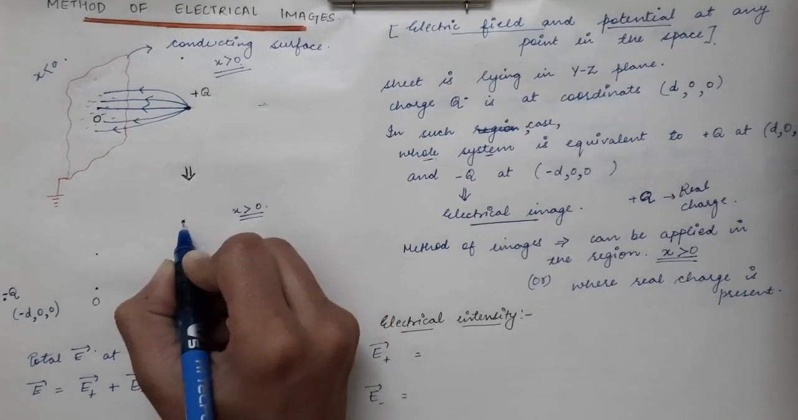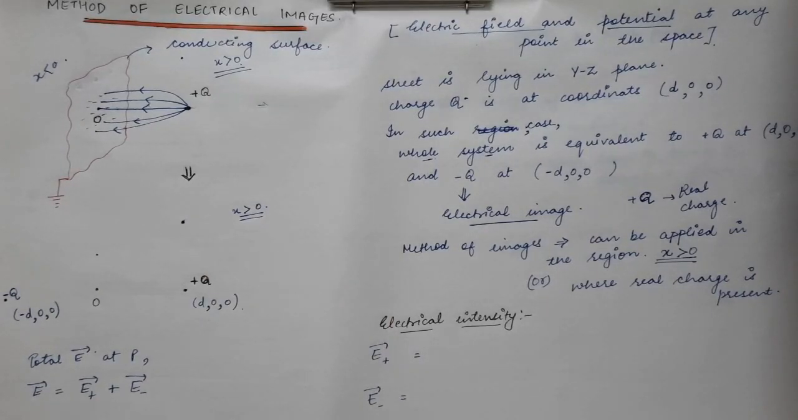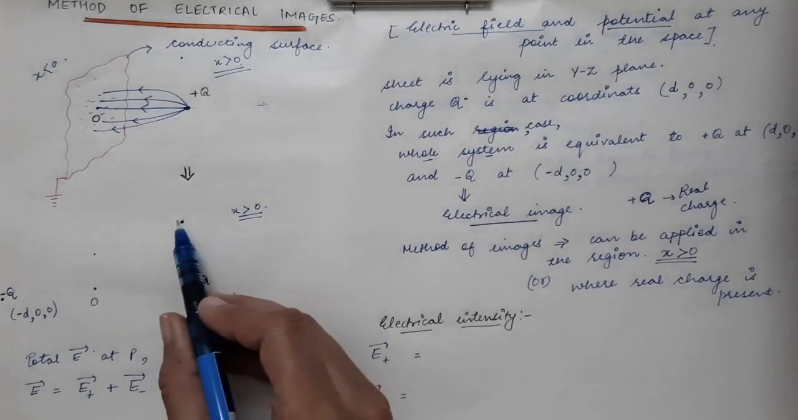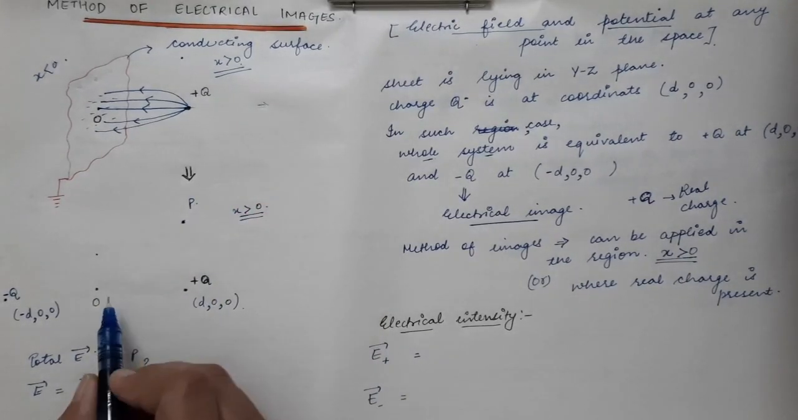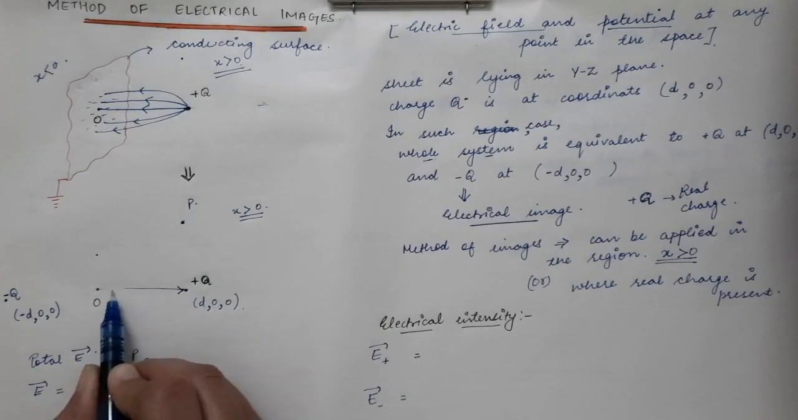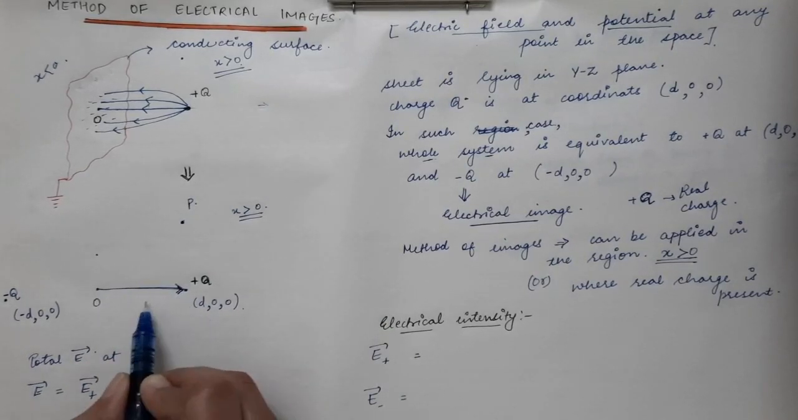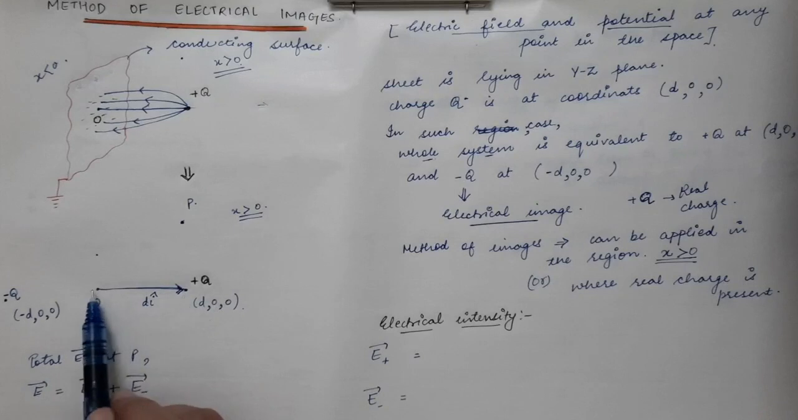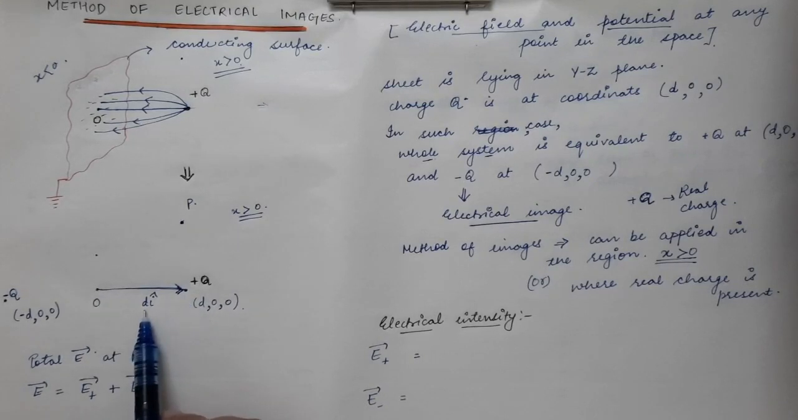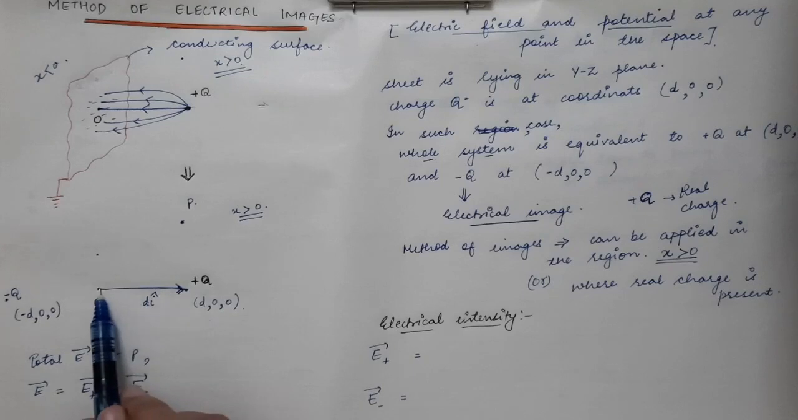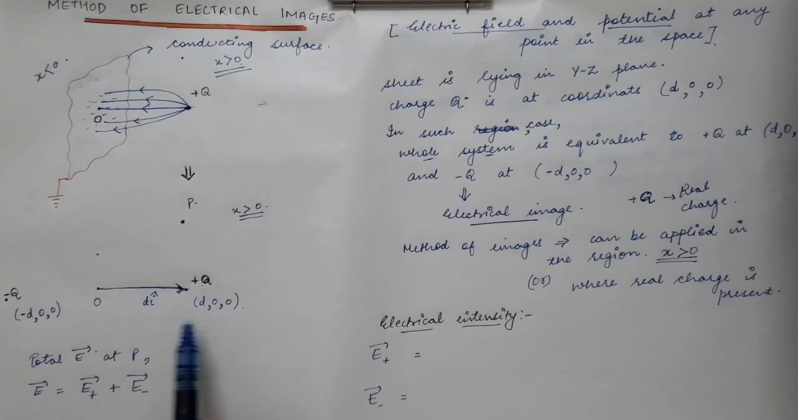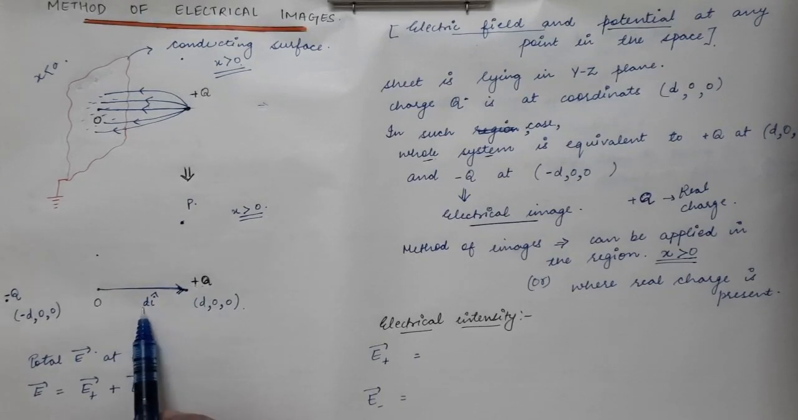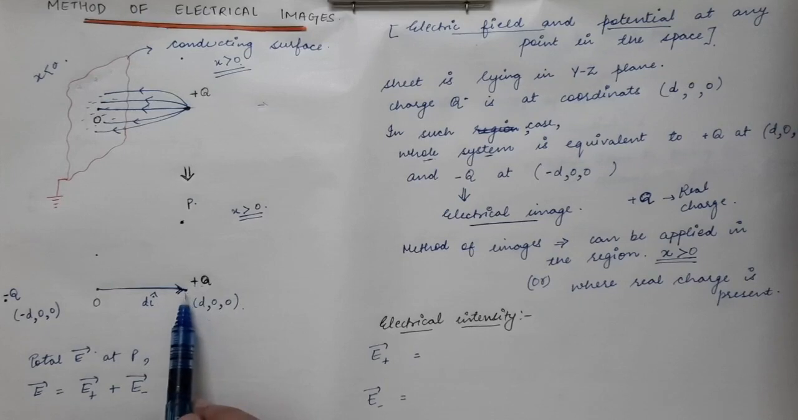So we have placed this observation point where x is greater than 0. Now we want to find the electric field intensity at this point P. The vector from the origin to the plus Q charge will be denoted by d, which is the magnitude, because the distance of the plus Q charge from the origin is d. So the position vector of plus Q charge is d i cap, because it is along the positive x-axis.